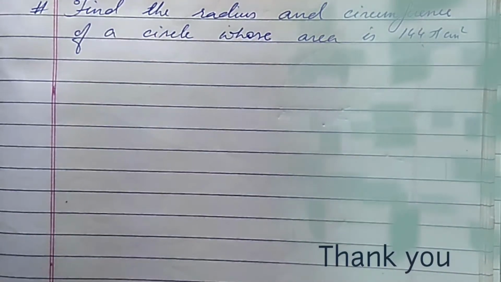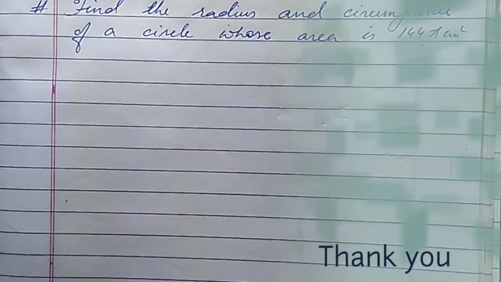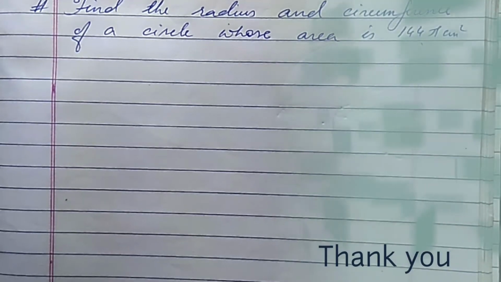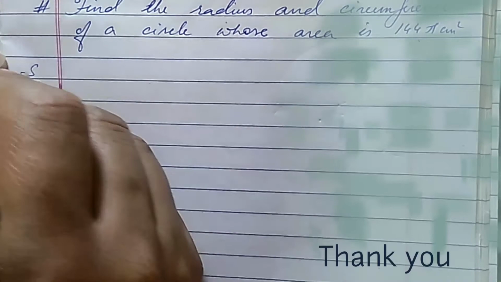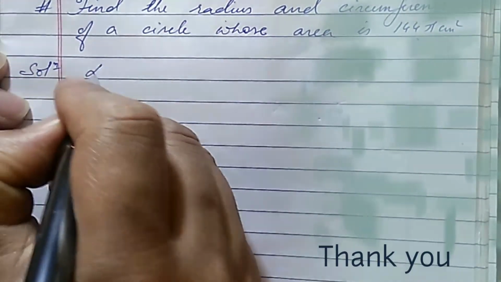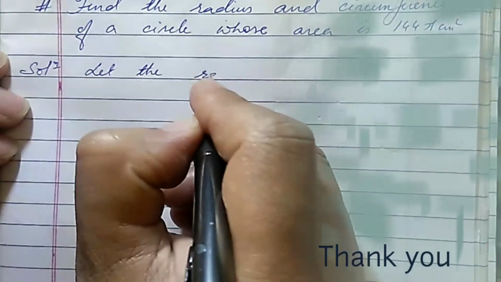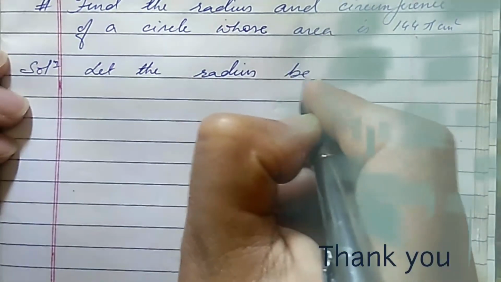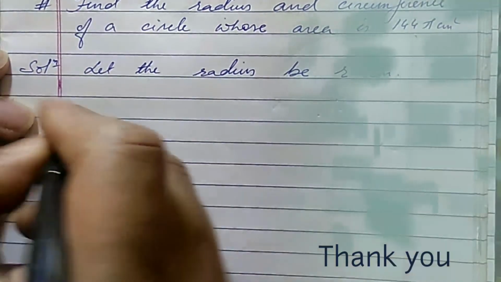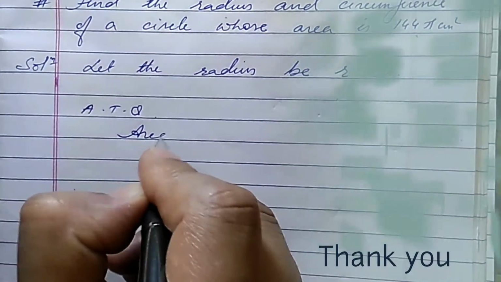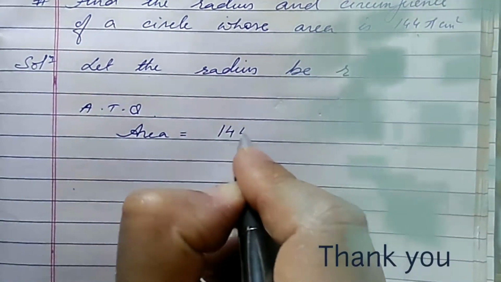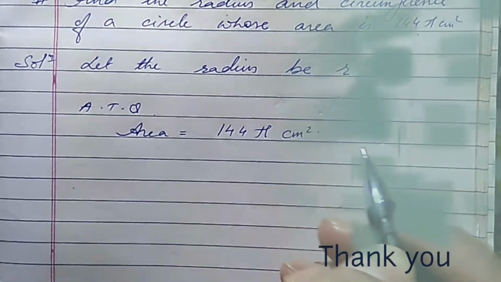Let's look at one more problem. Let me read it out. Find the radius and circumference of a circle whose area is 144 pi centimeters square. So let's proceed to solve this one. First, let the radius be r centimeter. Then according to the question, area is equal to 144 pi centimeter square.